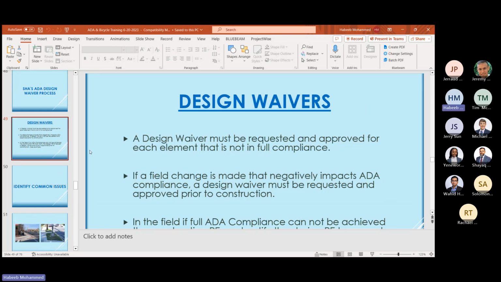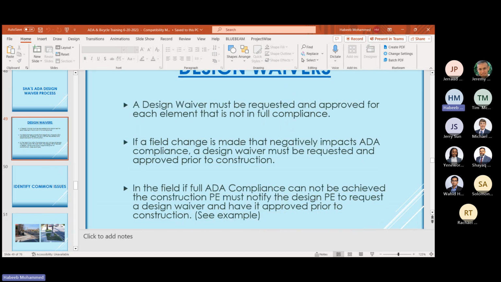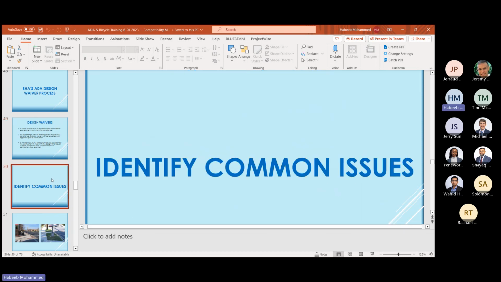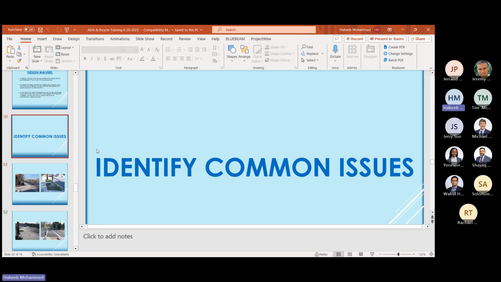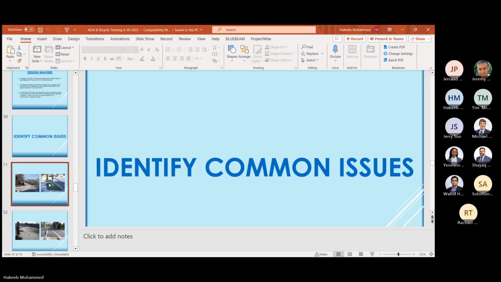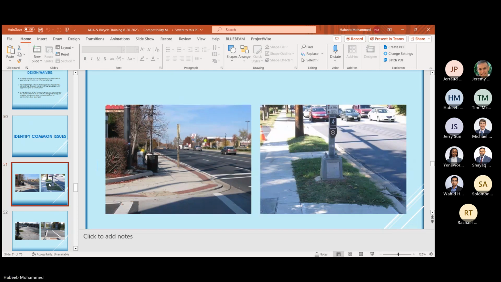Okay, I think I covered the design waivers. So anytime we don't have ADA compliancy, then we need to submit the design waiver. And there is no guarantee that they will approve it. So most of the time we should try to have full ADA compliancy. The next slide is identifying common issues. I have some slides where we have some common issues. Let's go through that.